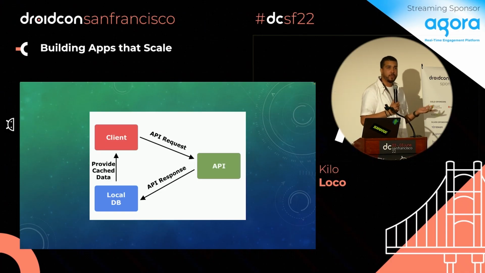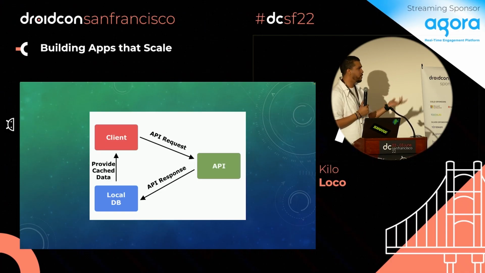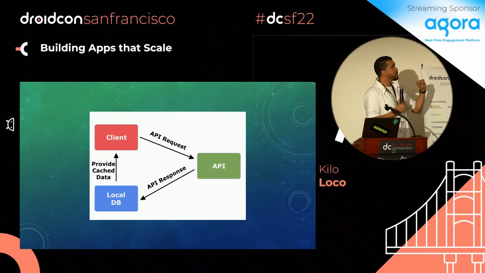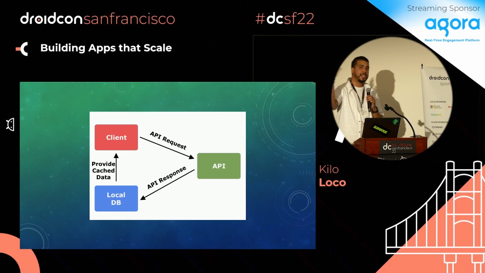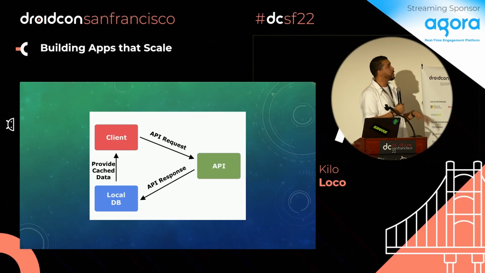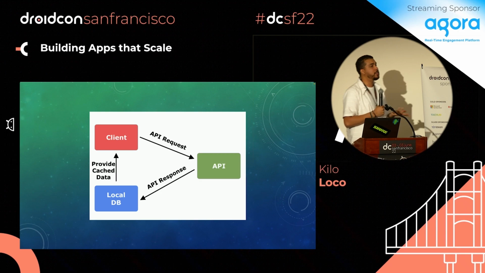Now, you could do this in several ways. You could do this with Room. You could use SQLite, however you want to do it. But essentially, what you should be doing is taking the data, storing it into a local, persistent cache, and then querying that local data and displaying it to the user.